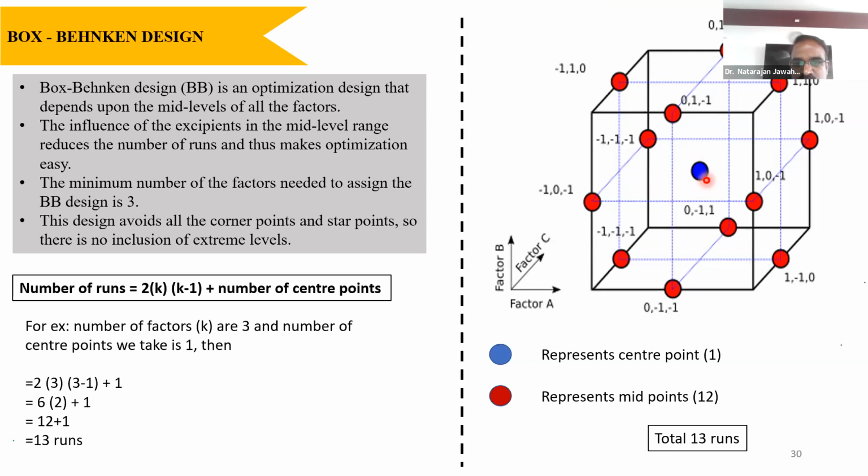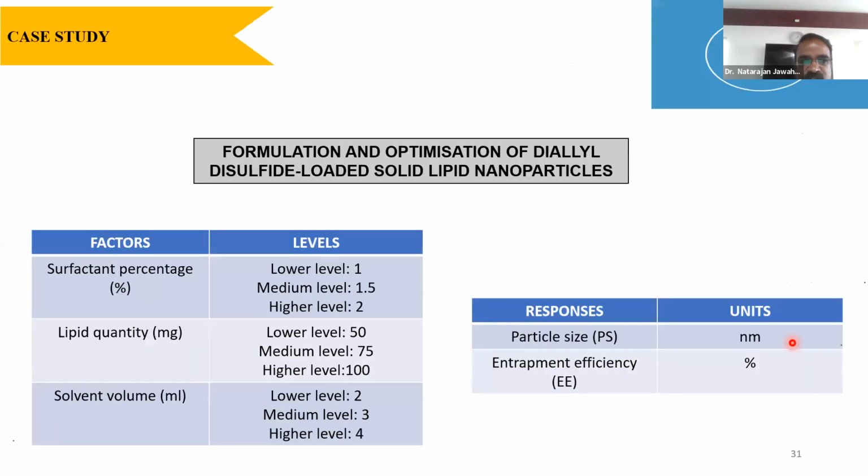And this is the center point, and these are the non-center points. Here there are no star points. In central composite design there will be star points, but here there are none, because we already know the upper limit and lower limit. Only the medium or mid level will be taken into consideration with this design.